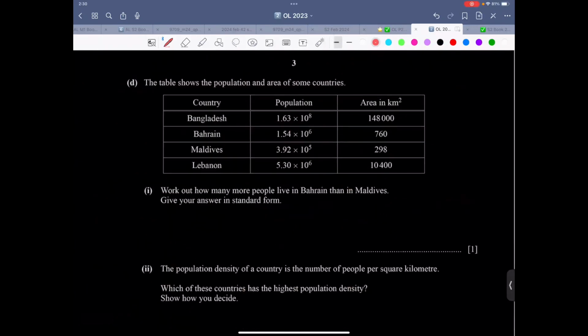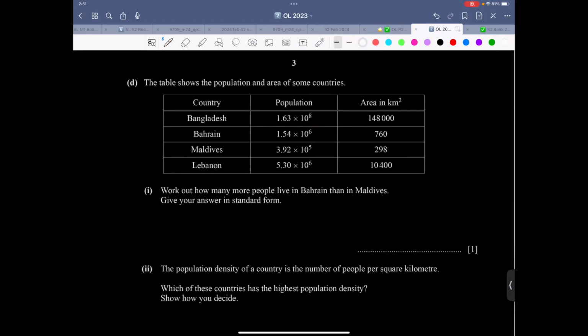Now, this is related to countries. It's growing in size. The table below shows the population and areas of some countries. So this is population, this is areas. All the units are in kilometers square. This is population, but in the standard form, they don't all have the same power. So before I proceed, I need to make sure that they all have the same power.